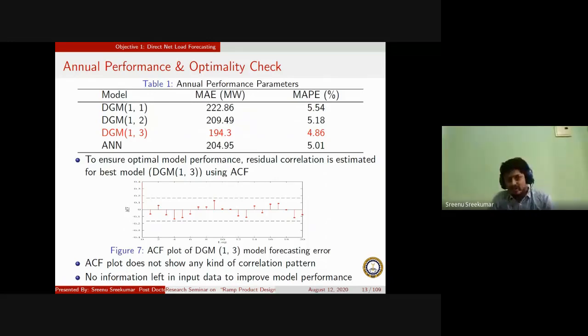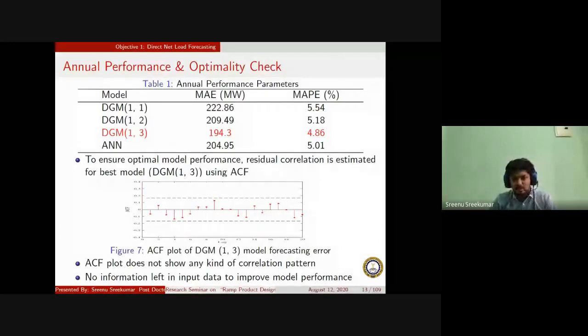And afterwards, to ensure optimal model performance, residual correlation is estimated using the autocorrelation function, and figure 7 shows the autocorrelation function plot. We can observe that no particular pattern exists in the ACF plot. That means no information is left in the residuals to improve the model performance.